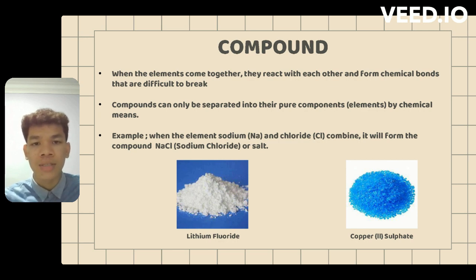And the next one is compound. Compound is when the elements come together, they react with each other and form chemical bonds that are difficult to break. Compounds can only be separated into their pure components, which are elements, by chemical means. For example, when the elements sodium, Na, and chlorine, Cl, combine, they form the compound NaCl or salt. These are other examples such as lithium fluoride and copper(II) sulfate.